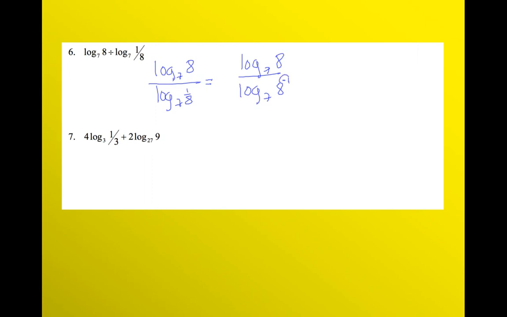Well, what can I do with this? When I'm raising an argument to a power, I have the ability to bring it out in front as a multiplier. So let's go ahead and do that. Log base 7 of 8 divided by -1 times log base 7 of 8. Oh, look at that. Those cancel because they divide and equal 1. So you just end up with -1.